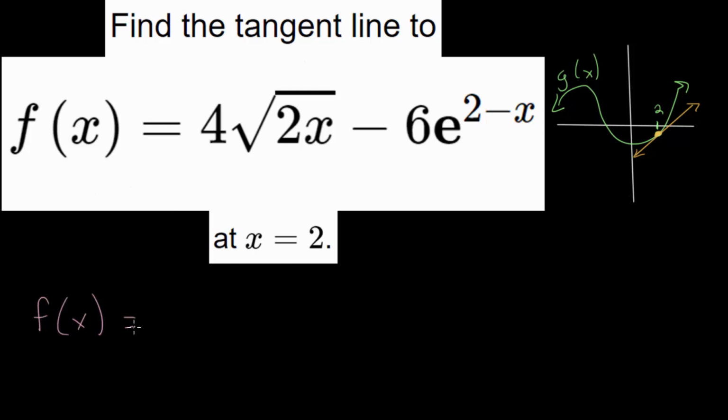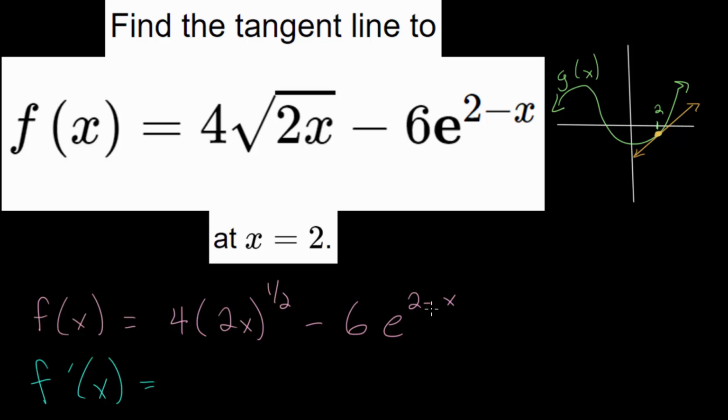Before we start going through that process, let's rewrite this square root as 2x to the 1/2 power, since then it will be simpler to take its derivative. We have minus 6 multiplied by e to the 2 minus x. At this point, we can take its derivative, f prime of x.